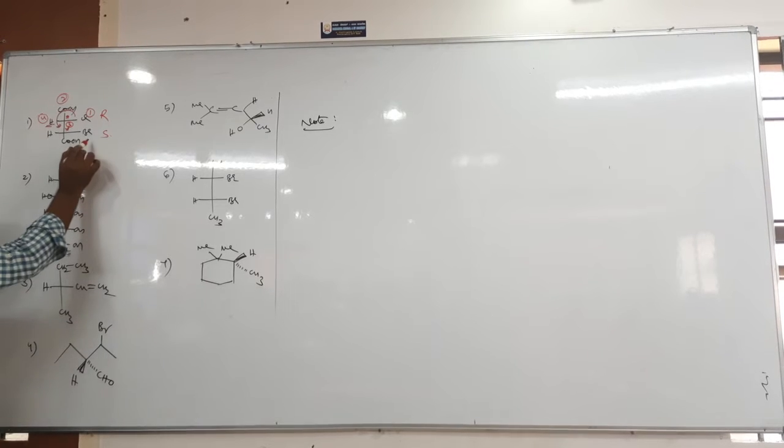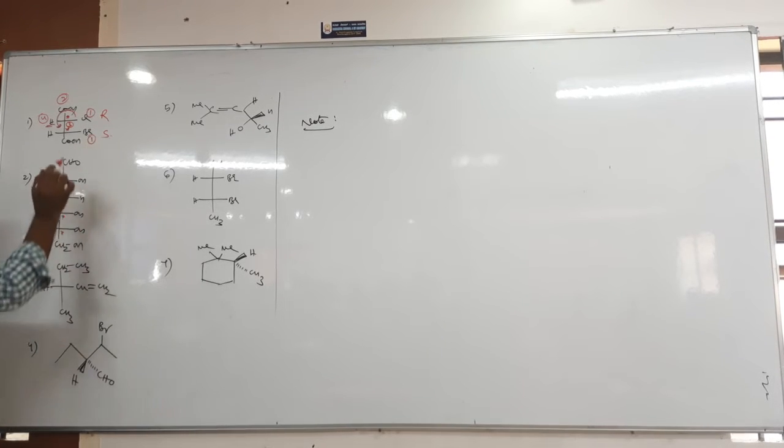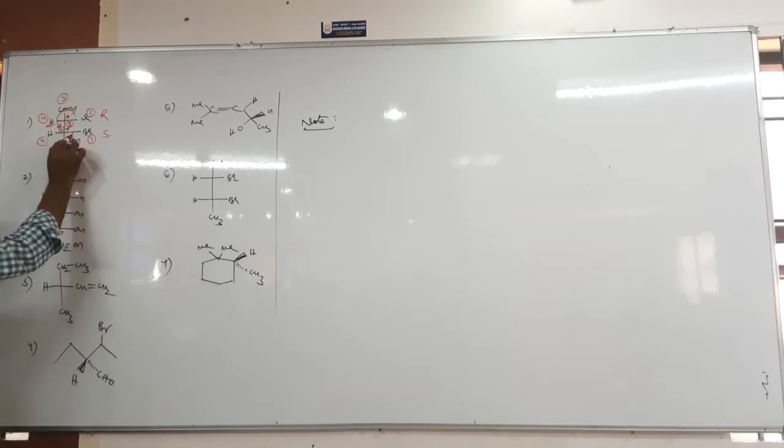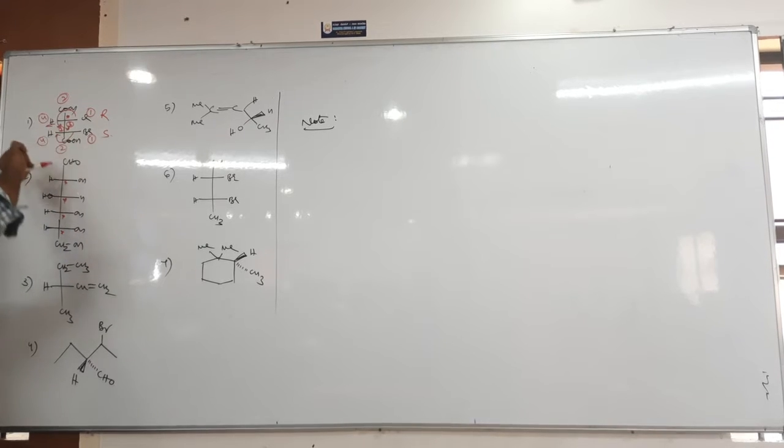Next, here bromine is 1. This CO is 2. Then this carbon is 3. Hydrogen is 4. So 1, 2, 3 is clockwise, but the fourth priority group is on the horizontal line. Therefore, it is reversed. Correct then? Correct only.